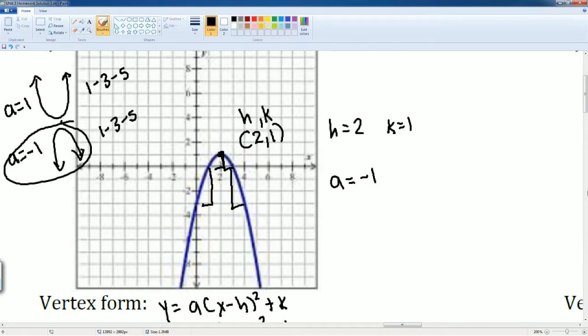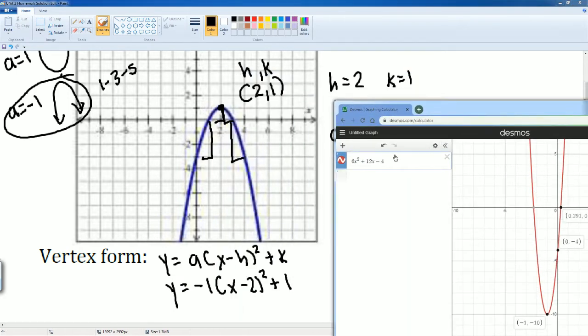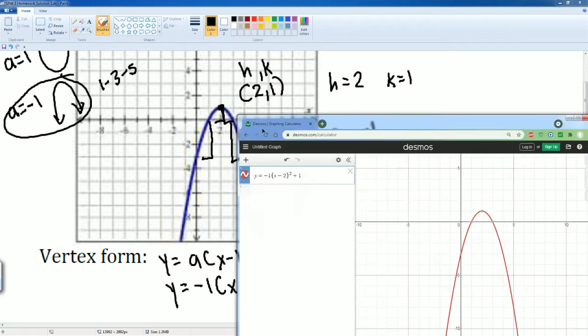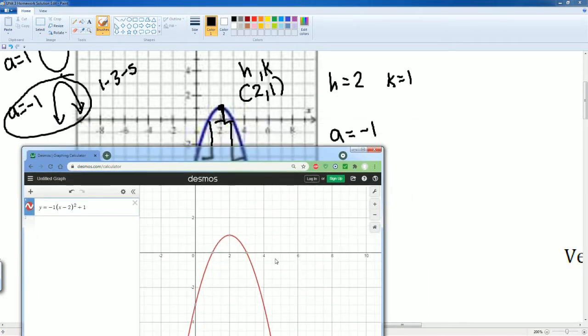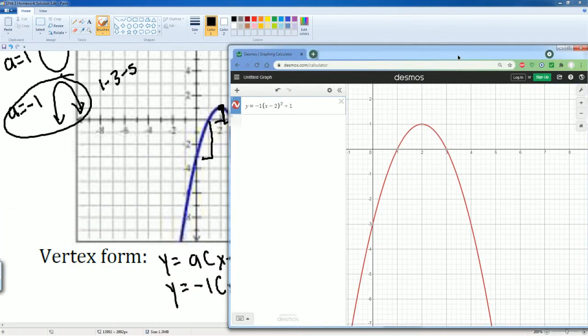All right. If we don't believe that, we can actually graph it on Desmos to double check our work. Okay, so let's do that. y is equal to negative 1 (x minus 2) squared plus 1. Does that work? Yep, that does match up with our graph. So we did it correctly.